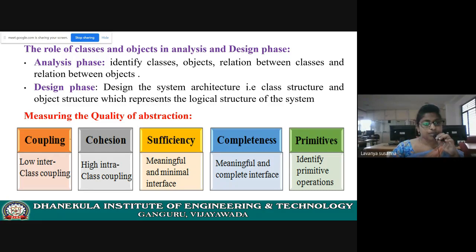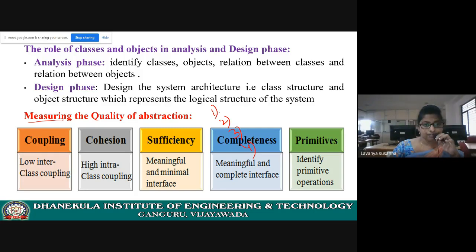Before that, you need to know whether you have designed quality classes and objects well. So just keep the heading like this: measuring the quality of abstraction. Don't write like this. First, list out the metrics. Write down the metrics are, and then list out 1, 2, 3, 4, like this.